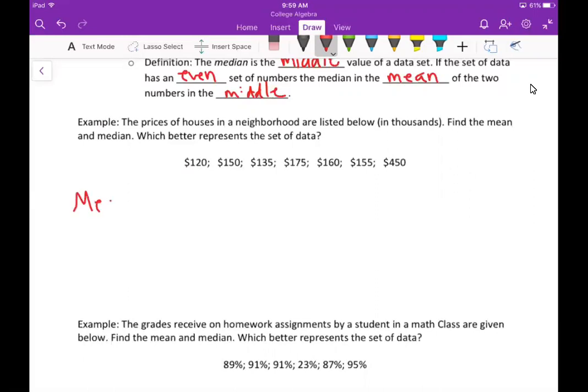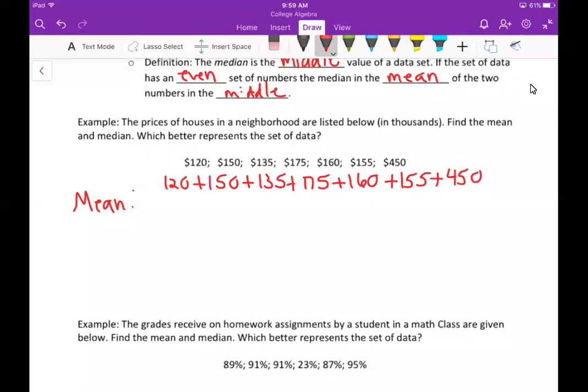So let's review how to find the mean. The mean, we sum up all the data points, so 120 plus 150, 135, and so on. Make sure you add all of these numbers together. That's almost the hardest part of finding the mean, to make sure that you add all the numbers together correctly. And then you're going to divide by how many numbers there are. There are 7 total numbers here. So add those all up and divide by 7, and for now just round to the nearest whole number, and we'll get to the nearest 1,000 there.